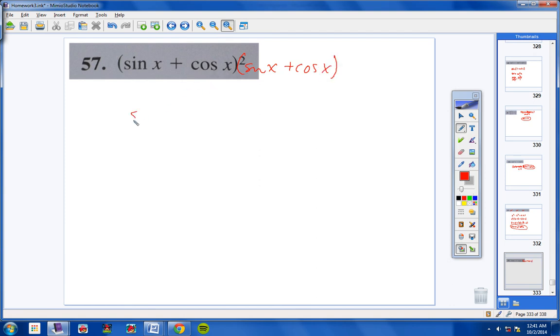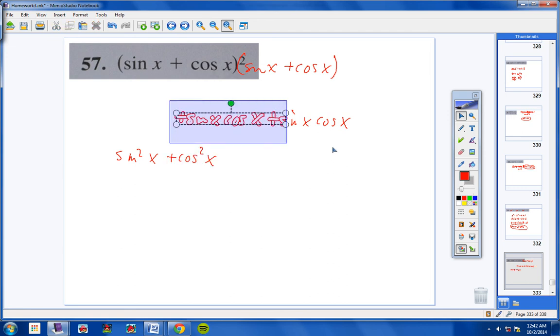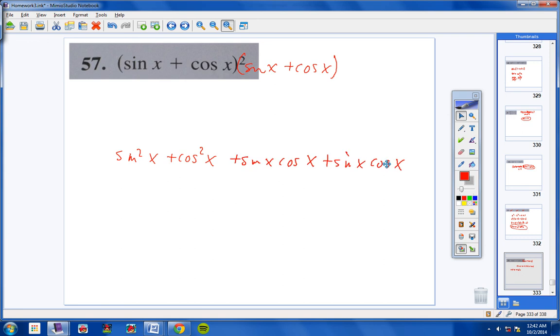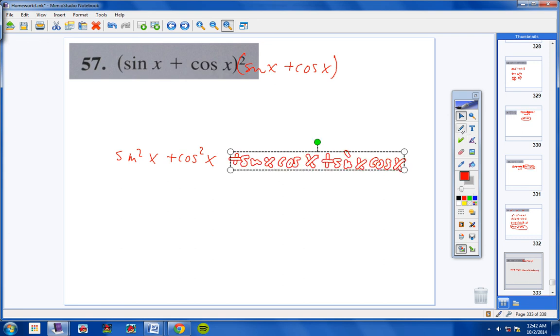Alright, sine times sine is sine squared. Sine times cosine is sine cosine. And then cosine times sine would be sine cosine. And then cosine times cosine would be cosine squared. Now, students, my advice to you is to put sine squared x here, and then next put this, and then bring this down. Now that's just called rearranging your terms. It's not that big of a deal.